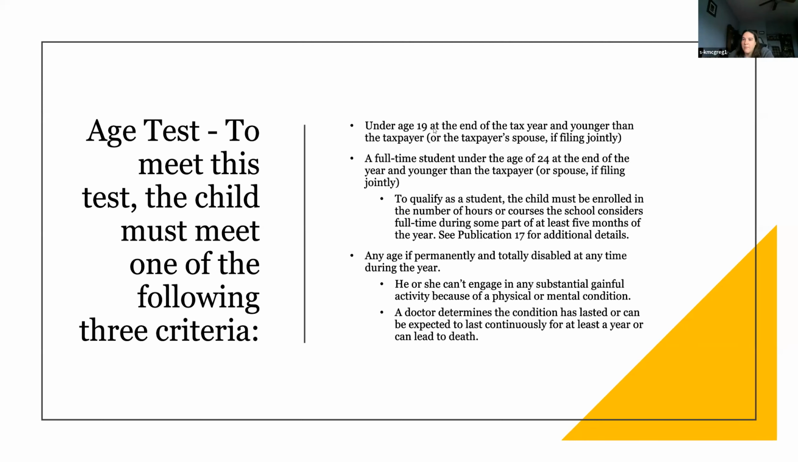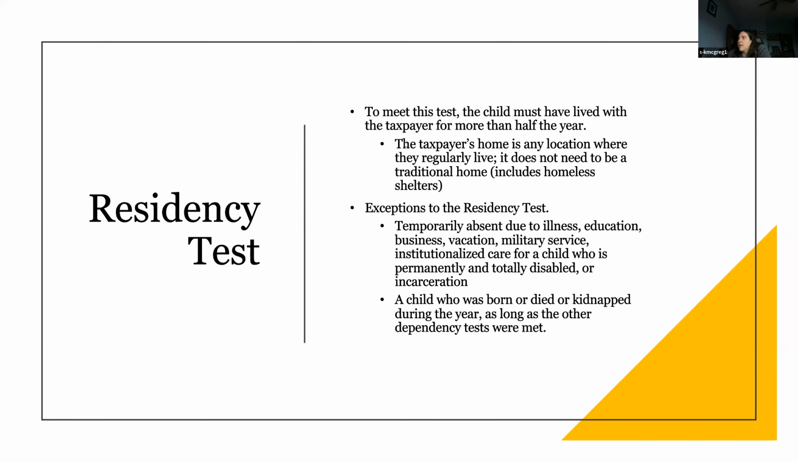Age test, they have to be under 19 years old, so 18 or under. Or they have to be a full-time college student and under the age of 24. And they have to be considered full-time students. Or if the child is permanently and totally disabled, age doesn't matter. Residency test, they must have lived with you for more than half of the year.